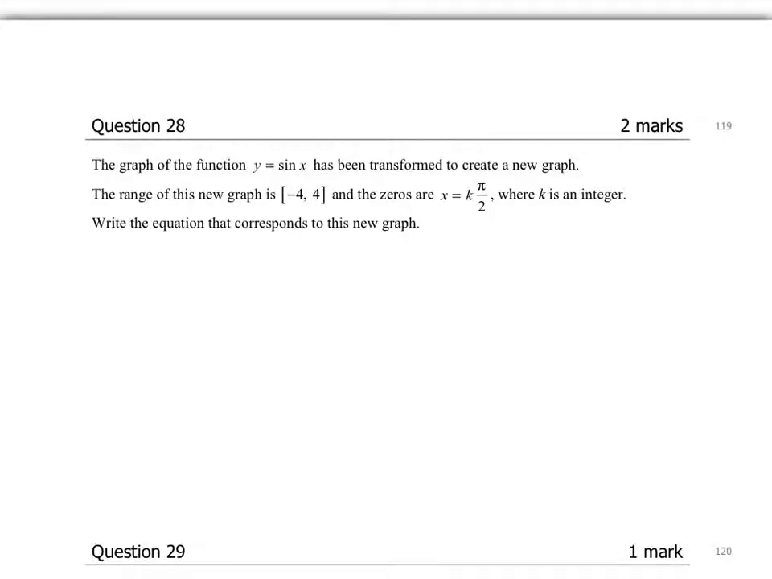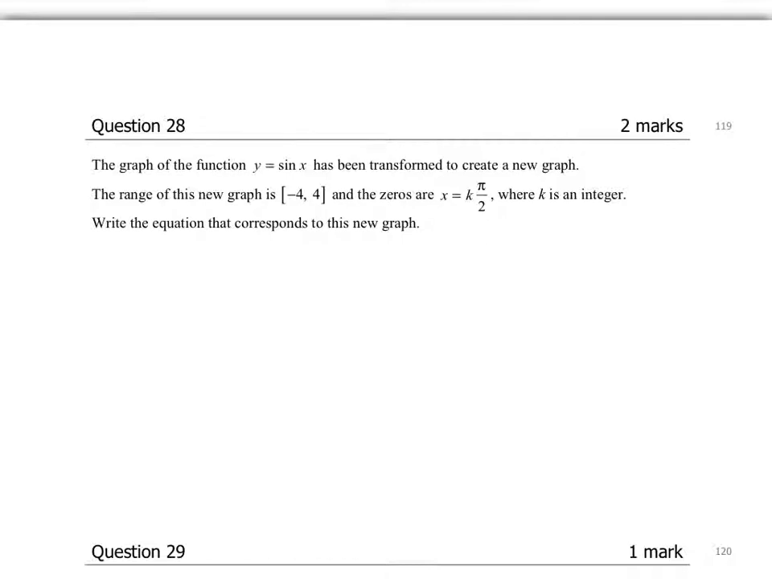Question 28. The graph of the function y equals sine of x has been transformed to create a new graph. The range of this new graph is -4 to 4, and the zeros are x equals k times pi over 2, where k is an integer. Write the equation that corresponds to the new graph.